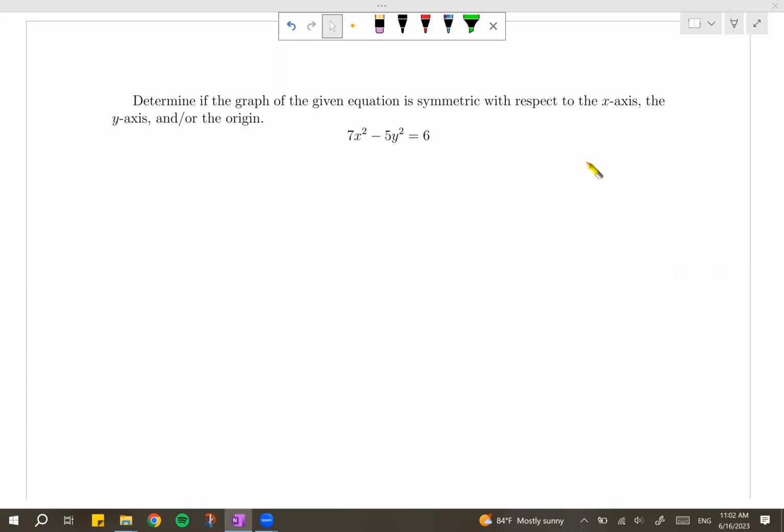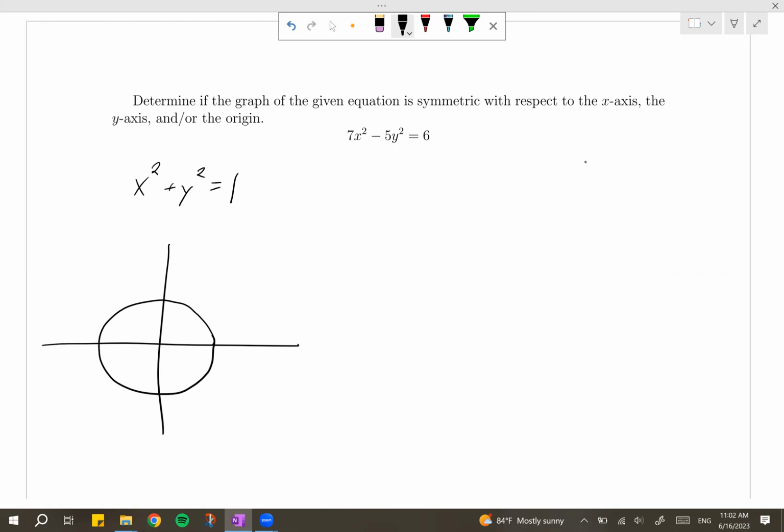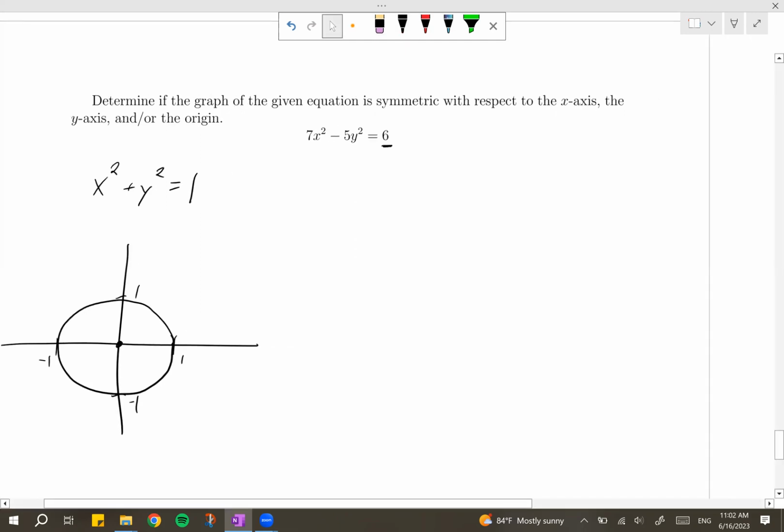So one thing that you kind of need to know about these types of problems is x squared plus y squared equals 1 is a circle with radius 1 centered at the origin. All right? Like a perfect circle. This isn't a perfect circle, but of radius 1 centered about the origin. All right. So this 6 right here tells us the radius.